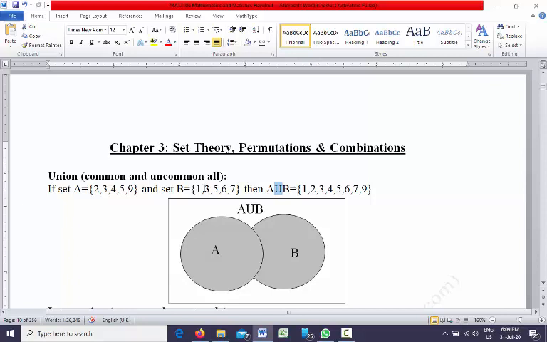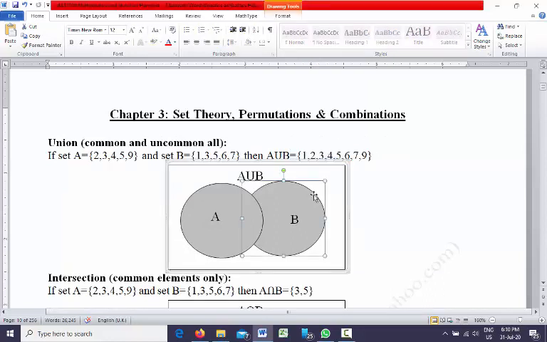So here, as you can see, we have 1. Here we have 2, 3, 4, 5, and here you have 6, 7, and we have then 9. So we will have like that. So the elements of A union B will be 1, 2, 3, 4, 5, 6, 7 and 9.